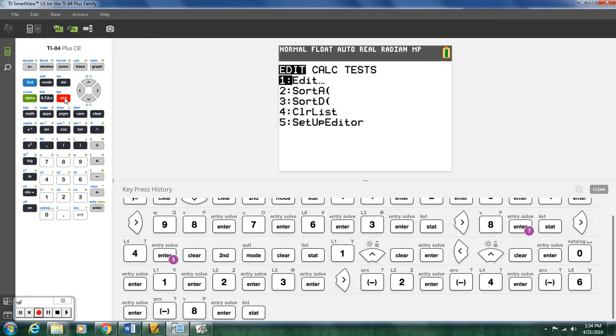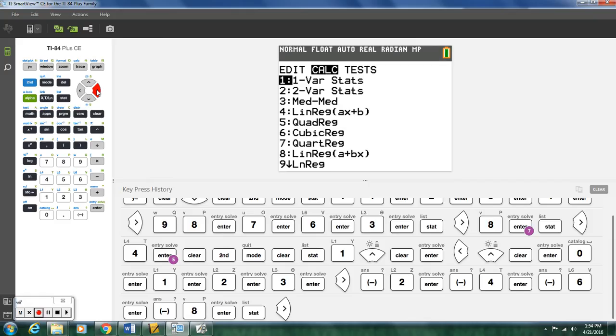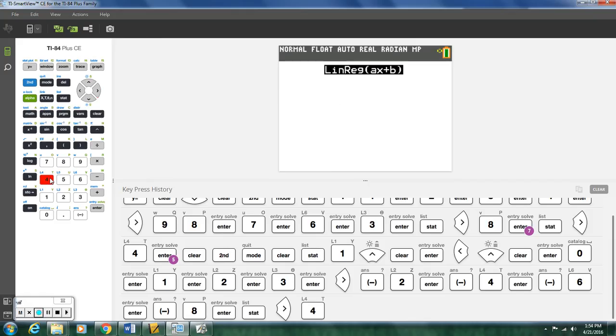Calculate 4. We're going to calculate that linear regression line, number 4. That calc 4. And then we made sure our x's were L1, our y's were L2. And we went down here and hit calculate. And it gives us our equation. So your equation is y equals what? -2x minus 2. Calculator did all the work for you. Y equals -2x minus 2.